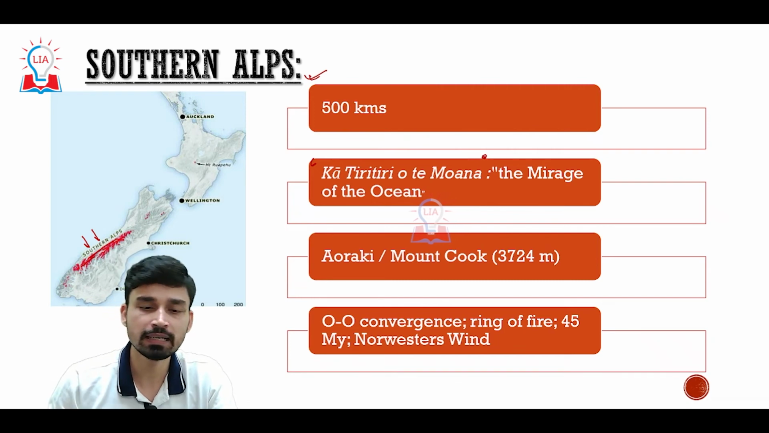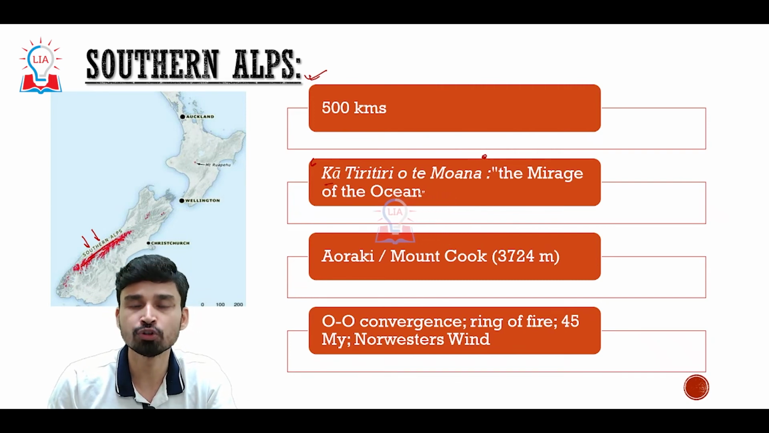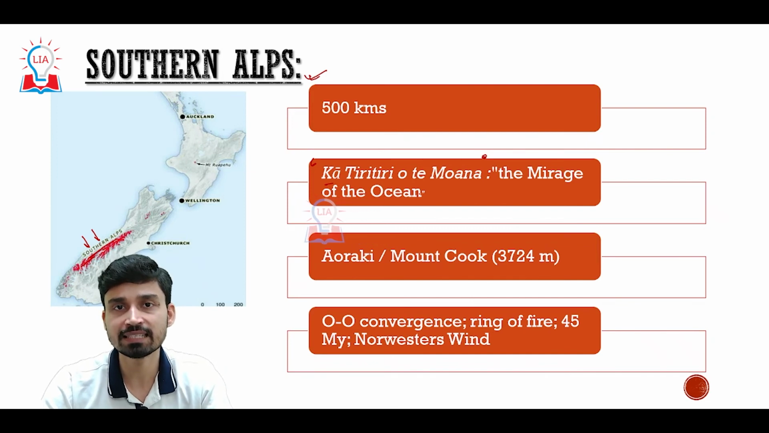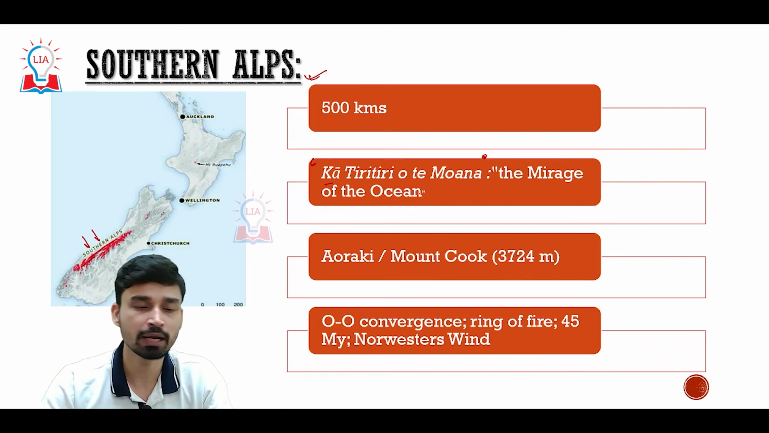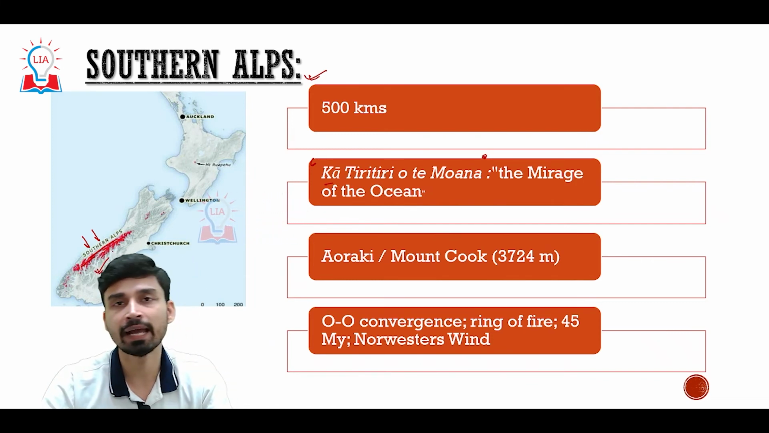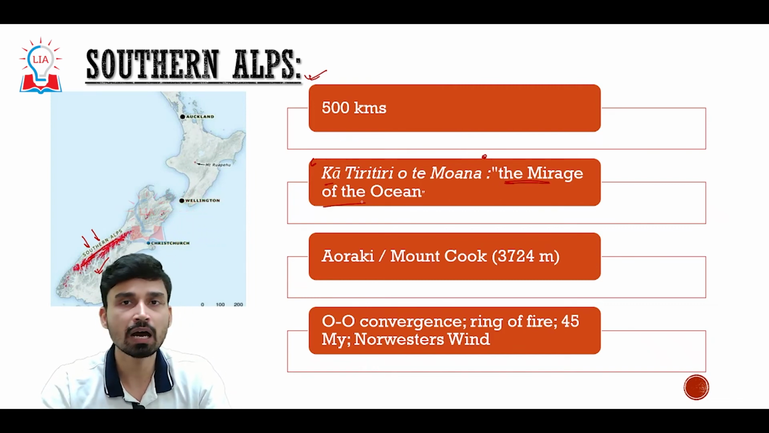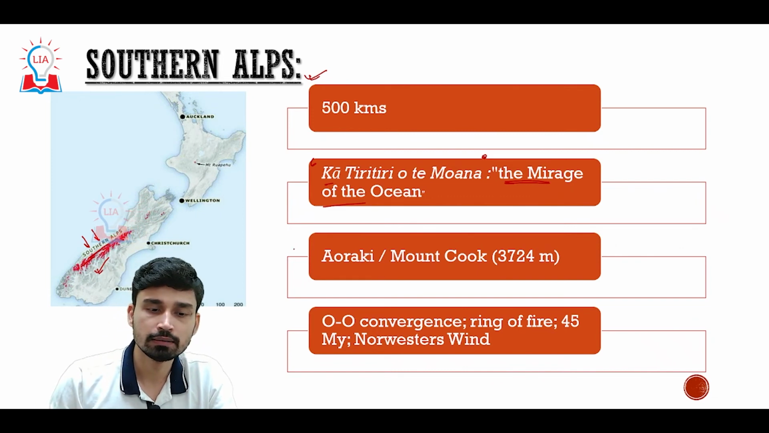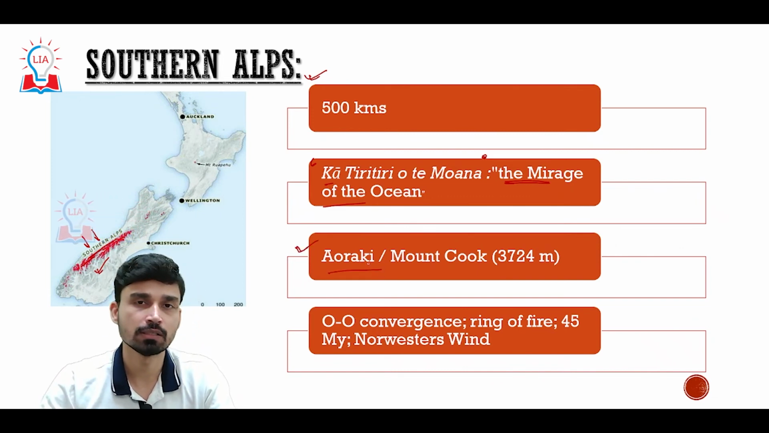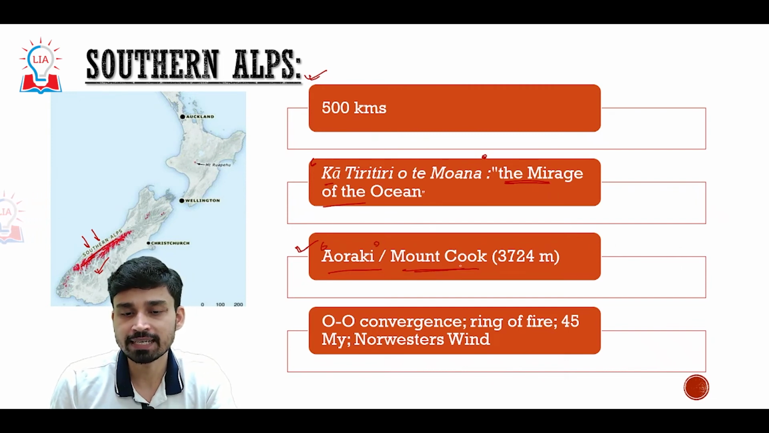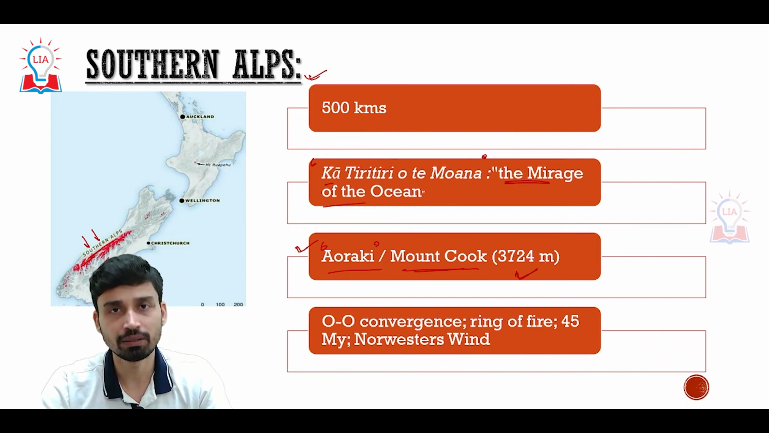Basically, Southern Alps is an anglicized name. The actual original name of this mountain was Ka Tiritiri o te Moana, which is in the Maori language. Maori language was the indigenous language of the tribes who were actually living and inhabiting these areas, and it loosely translates into the mirage of the ocean. The highest or tallest peak of the Southern Alps is something that is called Aoraki, again in Maori language, and the anglicized name is Mount Cook at the elevation of 3,724 meters.